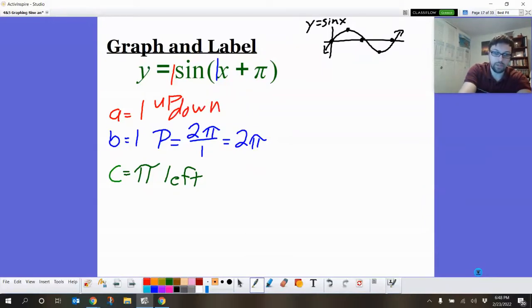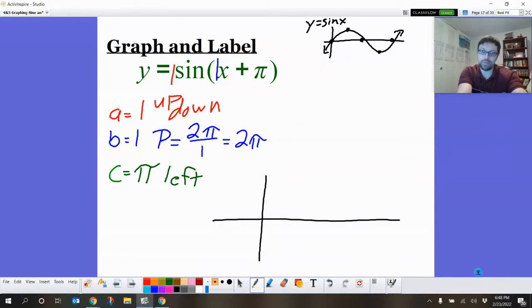So I'm going to graph, and I'm going to leave a little bit more space to the left, because I'm going to need to go to the left in just a bit. So make tick marks as usual. 1, 2, 3, 4 tick marks, and we write our period, which is 2 pi, and our halfway point, which is pi. Now we want to move pi to the left.